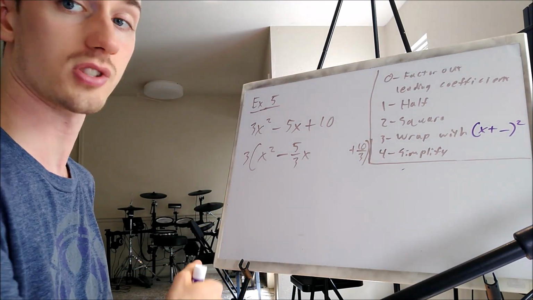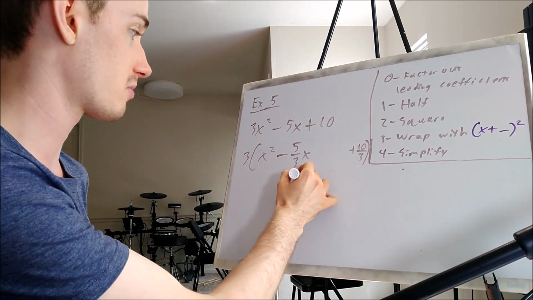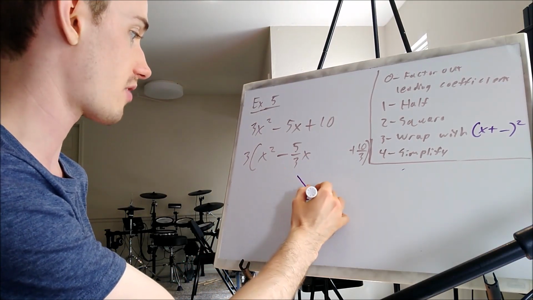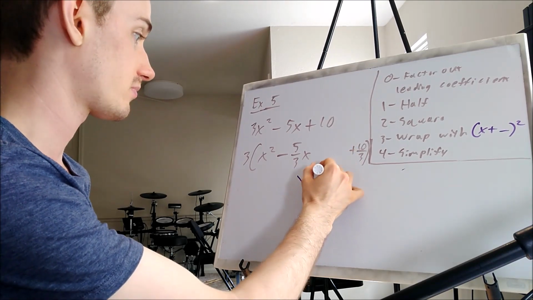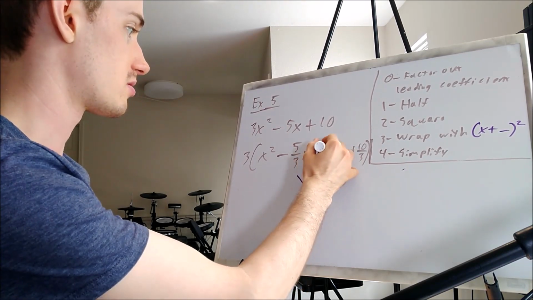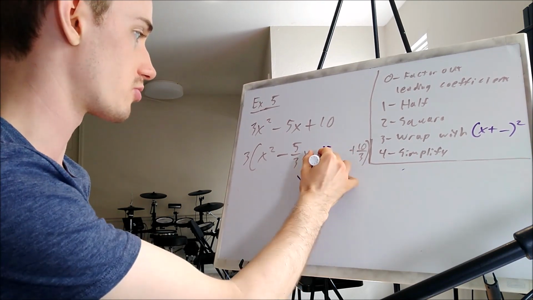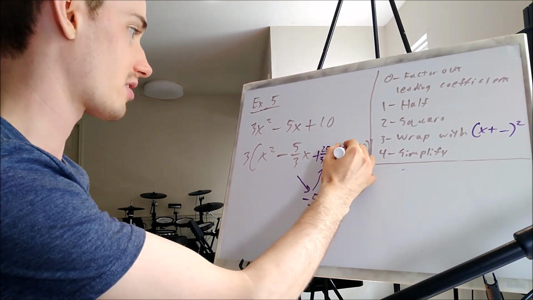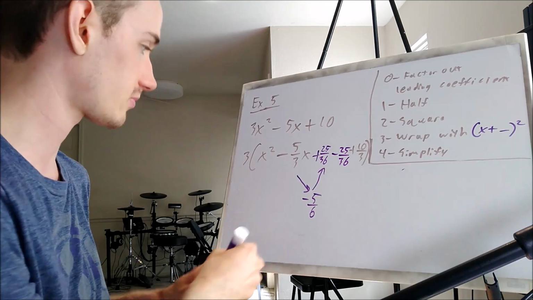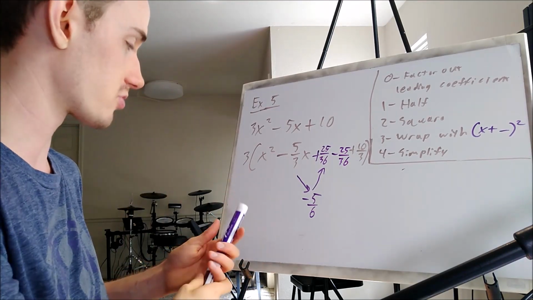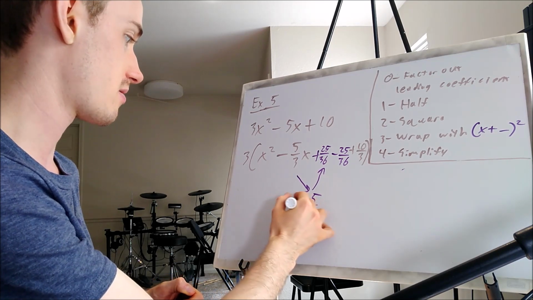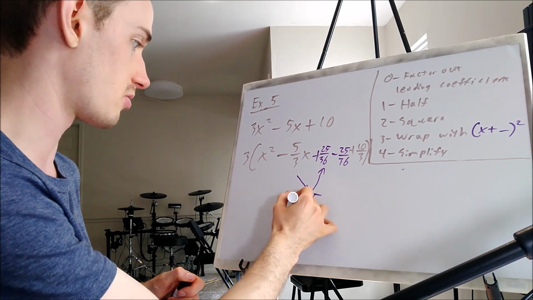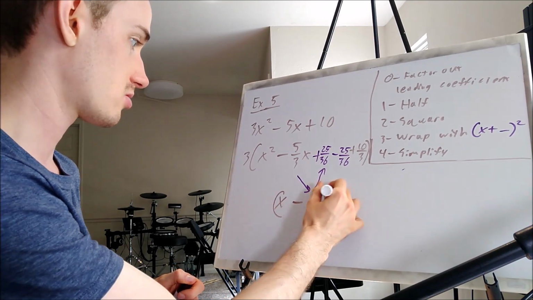That was step 0. Step 1 is we take half of the middle term. Half of negative 5 thirds is negative 5 sixths. And then we square it. 5 squared is 25. 6 squared is 36. I have to subtract that as well, 25 over 36. So now my first 3 terms are ready to be factored. So I've got x minus, I'll just put that minus in the middle, x minus 5 sixths squared.